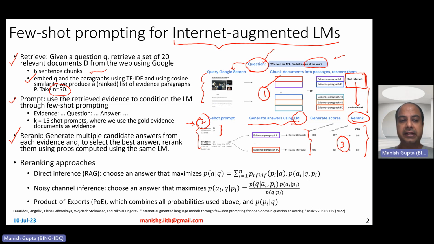So how do you do this re-ranking? There are various ways of re-ranking. The first way is very simple. You just depend on the probability of the answer that you come up with, given the paragraph evidence and the query. That's basically the simplest way.